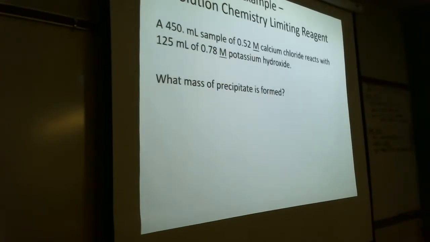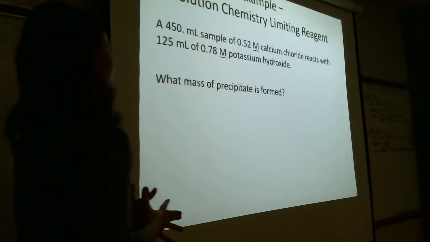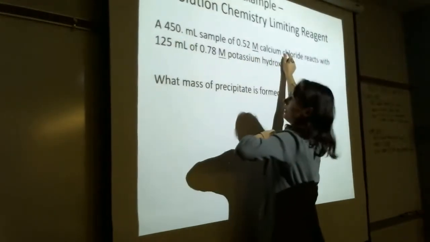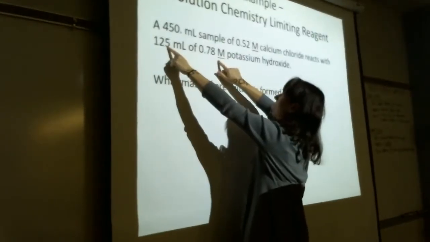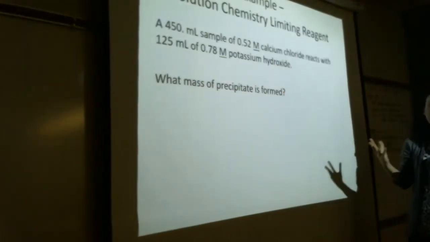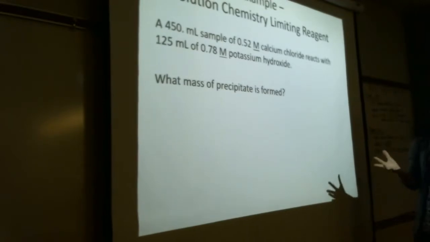A 450 milliliter sample of 0.52 molar calcium chloride reacts with 125 milliliters of 0.78 molar potassium hydroxide. What mass of precipitate is formed? Okay, so we're reading this problem. Let's break it down, make sure everybody sees what's going on. We know the volume and molarity of solution number 1, and we know the volume and molarity of solution number 2, right? So we know how to get moles for 2 substances, right?